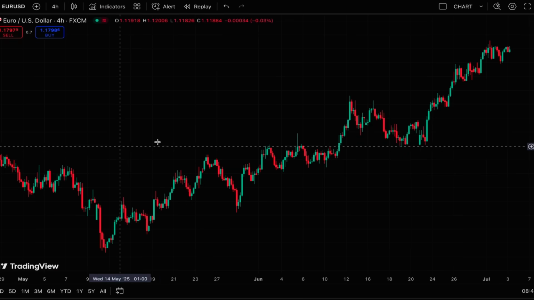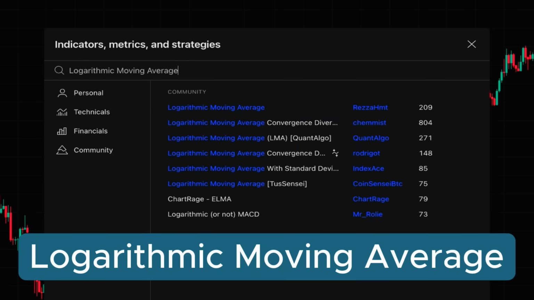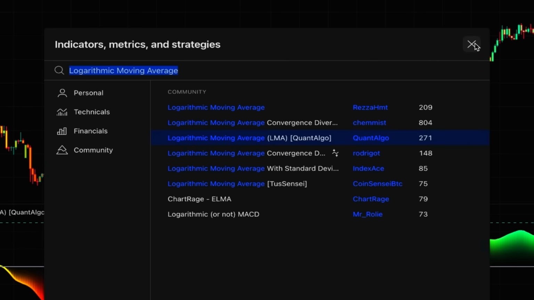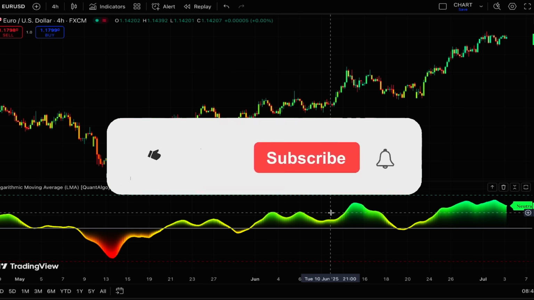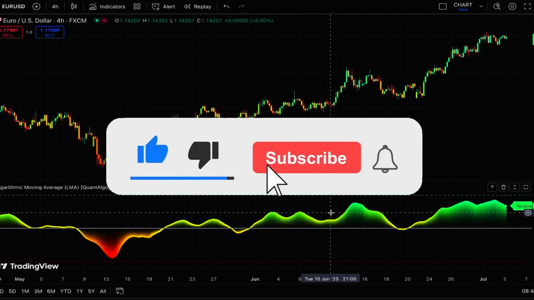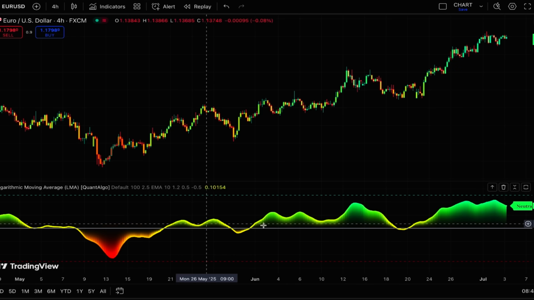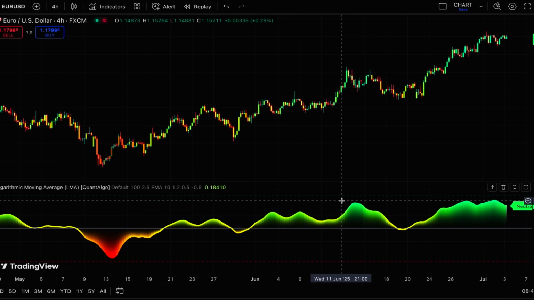To add the indicator to our chart, here we click on indicators and we search logarithmic moving average, this one, which is a new indicator from Quant Algo. Alright, this is the indicator and as you can see it is added here below the chart. This indicator uses advanced logarithmic calculations to create a dynamic trend following oscillator. As you can see, we have a line here that oscillates above and below the center line, which is set at 0. This line can help us with trend identification, momentum evaluation, finding reversals, overbought, oversold, and divergences.